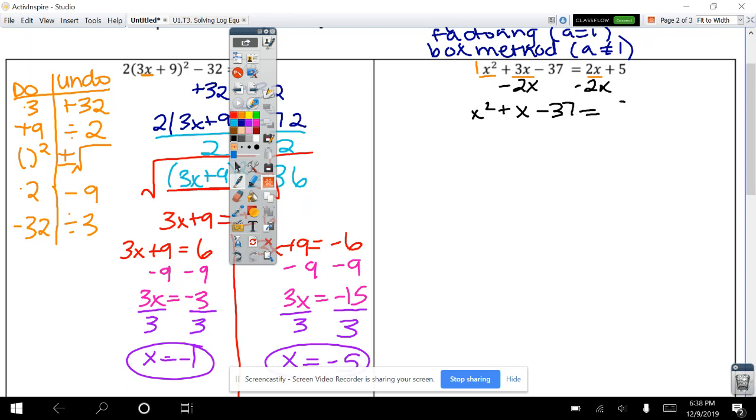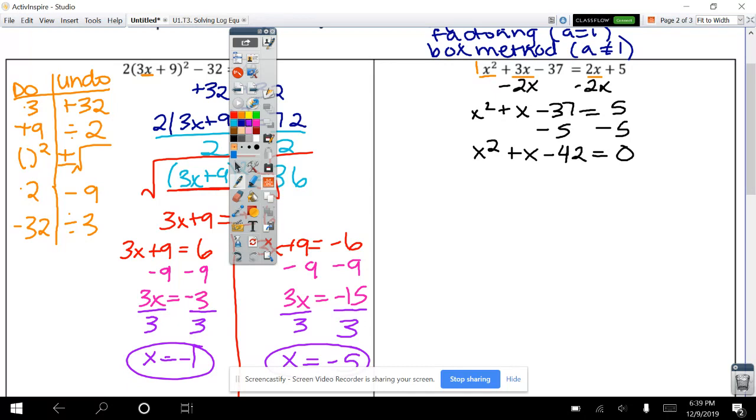5. So it's still not quite equal to 0. I need to get rid of the 5, again, by subtracting 5. So as you can see, negative 37 and minus 5 are both constants, so I can combine the like terms there. So the x squared stays, the plus x stays. Negative 37 minus 5 gives me minus 42. And then I finally have 0 over here. So now I can finally start to think about how I can factor this.